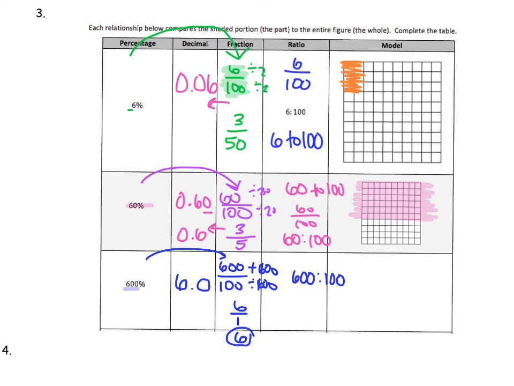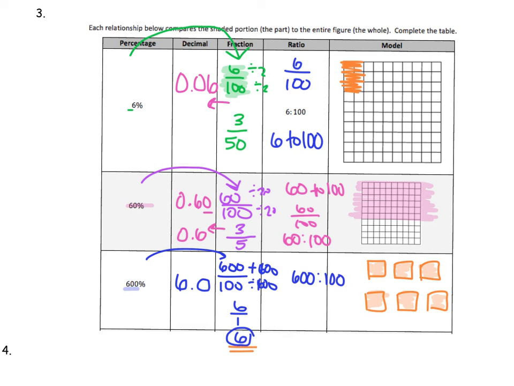Now, when I draw that image, it's going to look a little different. I need just 6 whole items. So instead of doing 6 100 grids, I'm going to just draw 6 items. 2, 3, 4, 5, 6. And I would assume that I would have all of these. So I have all 600 filled in.